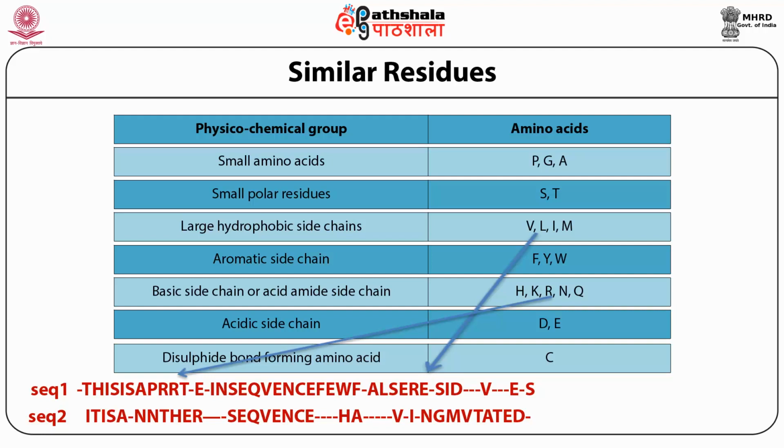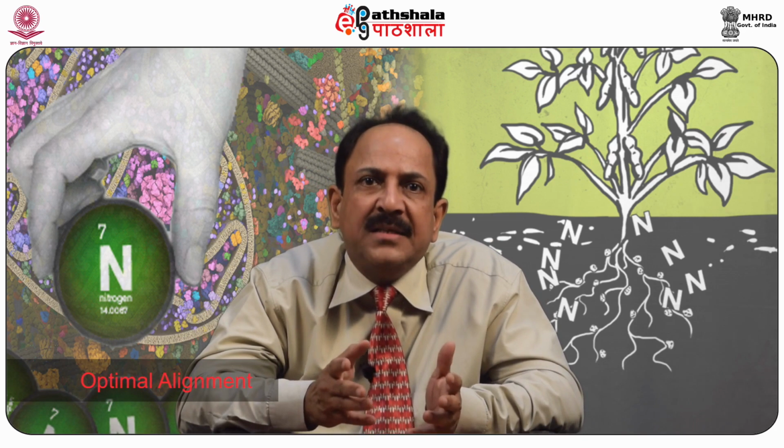Therefore, in addition to alignment of identical residues, we can allow alignment of similar residues also. However, this simplified method of aligning two sequences from left to right is not used in actual alignment because it does not result in the optimal alignment of two sequences.